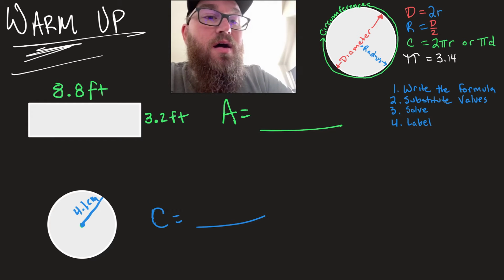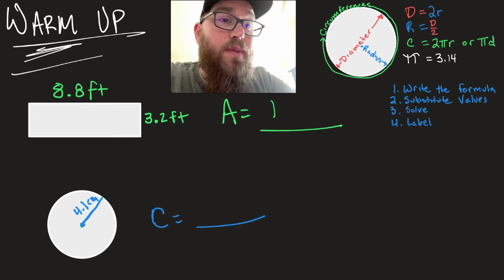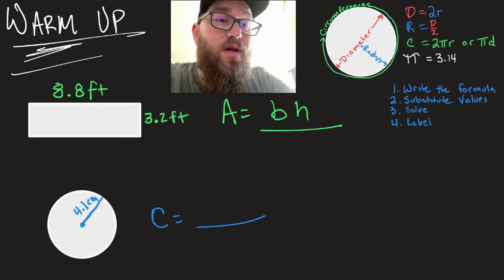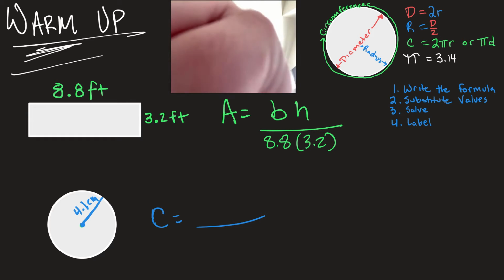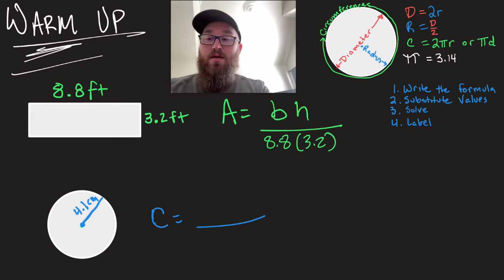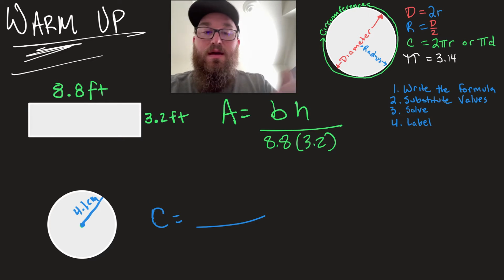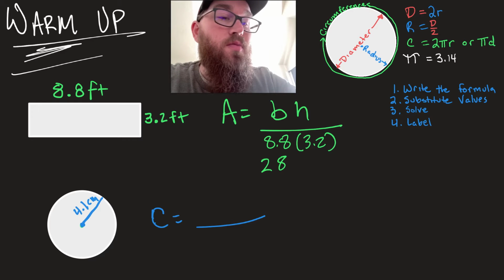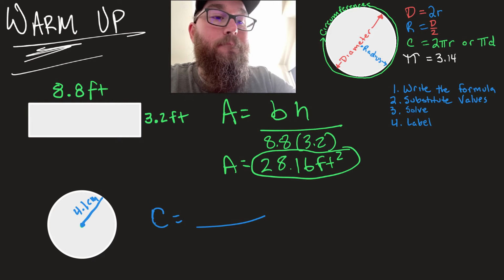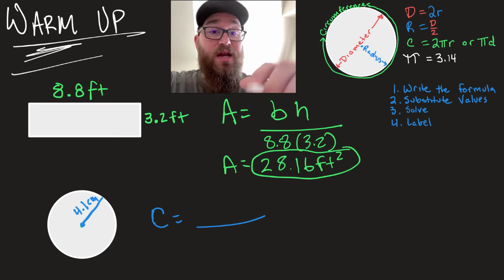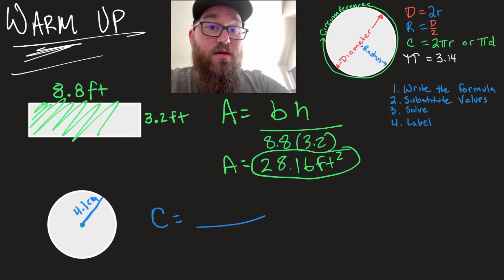So the area of a rectangle is base times height. The base here is 8.8, and the height is 3.2. So I'm simply just going to grab my calculator and do 8.8 times 3.2, and I get 28.16 feet squared because it's an area. Okay, we got a feet squared because I'm filling it in, right? I'm shading in that area.